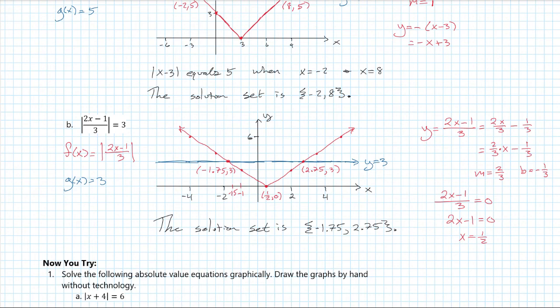Last couple of things to clean this up. I want to label my y equals f of x for the red line, just so I can see the red line is the function f, the absolute value function, and the blue line is y equals 3, the horizontal line.